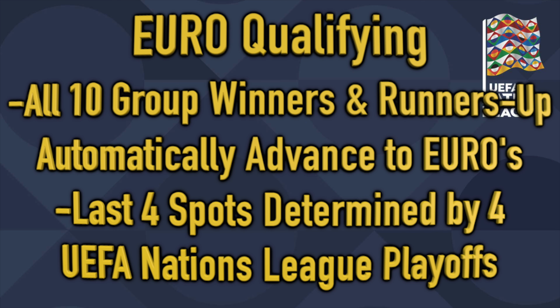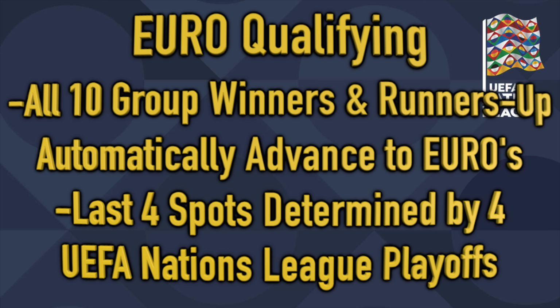And as for the Euros, it's even more straightforward. Since 2016, 24 teams qualify for the European Championships. We get those 24 teams by having 10 qualifying groups again, just like in UEFA World Cup qualifying. From those 10 groups, all group winners and runners-up advance to the Euros. That makes 20 out of 24 slots.